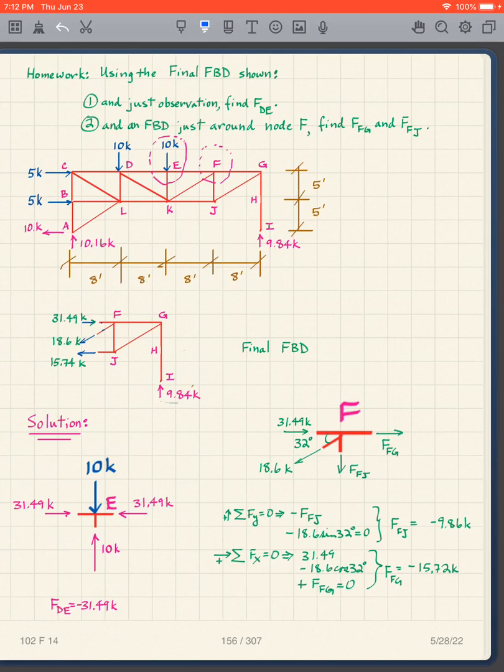And then our free body diagram around F is going to look like this. I'm going to put on the values that I already know, those two. So I got 18.6 kips, I got 31.49 kips, and I have the two forces for the other ones. And then I look at this, I take the sum of the forces in the y direction equals 0. I take the sum of the forces in the x direction equals 0. You can pause the video and read that to understand it, and then I get these values.